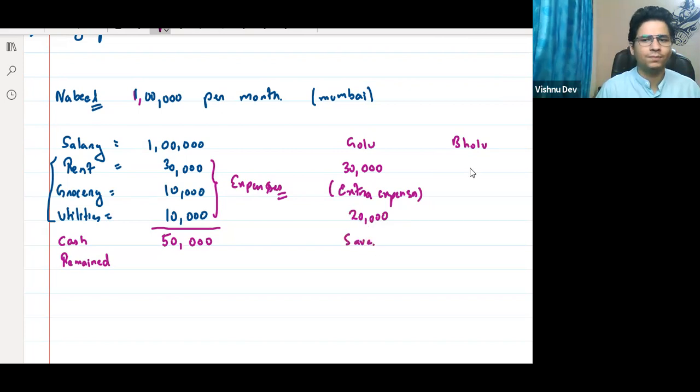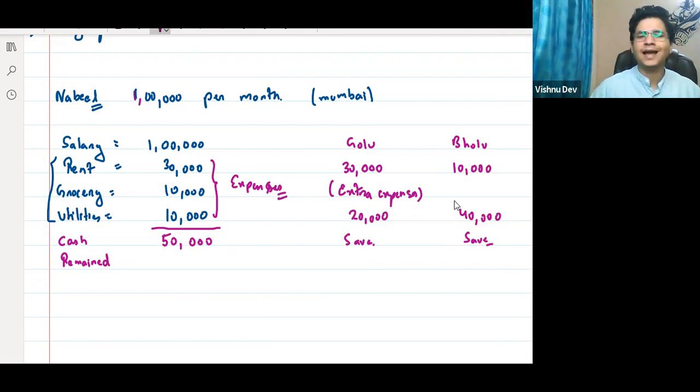Now, Bholu is a very financially educated guy. He knows the importance of financial education and the importance of saving. So he spent only 10,000. He doesn't overspend. He spent according to his limit and he saved 40,000 per month. So I guess this is clear.